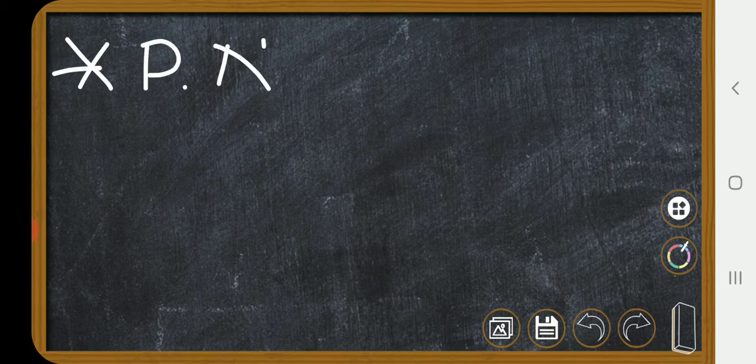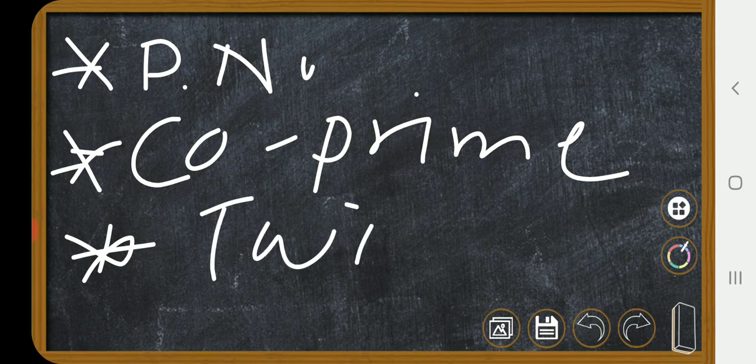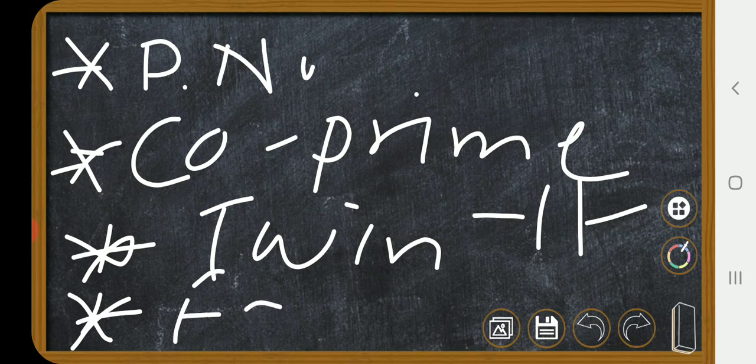So I hope you understood what is meant by prime number, then co-prime number, and twin prime number, and how to find the factors of a given number.